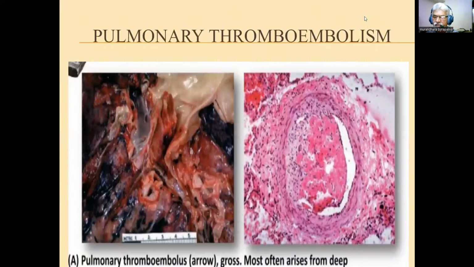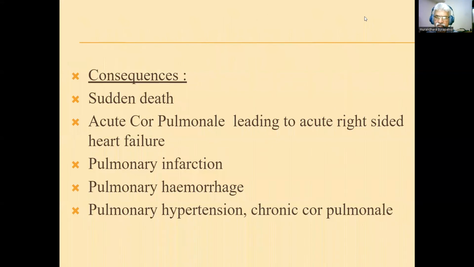This is the gross and the microscopic picture of a pulmonary thromboembolism, which was fatal. As you see, autopsy has been done, and you can see an embolus sitting at the bifurcation of the pulmonary artery. There is a microscopic picture on the right side showing almost 90% occlusion of the lumen by the embolus. The consequences are sudden death, acute cor pulmonale leading to acute right-sided heart failure, pulmonary infarction, pulmonary hemorrhage, and pulmonary hypertension, an increase in the pressure in the pulmonary vessels leading to what is known as chronic cor pulmonale.